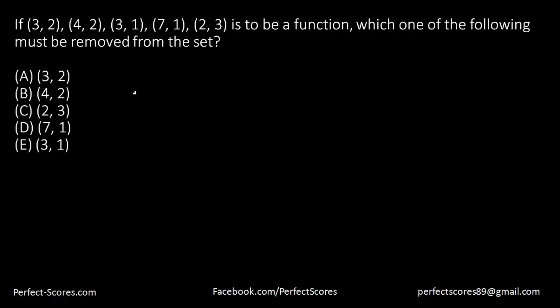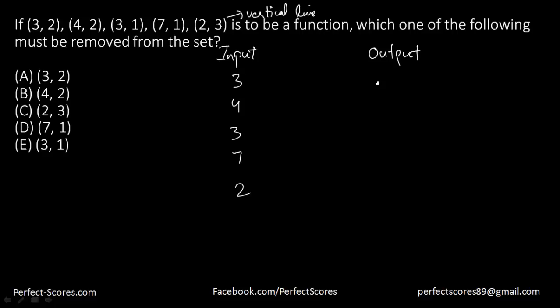Okay. So this question says that if (3, 2), (4, 2), (3, 1), (7, 1), and (2, 3) is to be a function, which of the following must be removed from the set? Now from here you can clearly see the function has to pass the vertical line test. The vertical line test says that every input is going to have a unique output. So let's write all the inputs: 3, 4, 3, 7, 2, and all the outputs: 2, 2, 1, 1, 3.